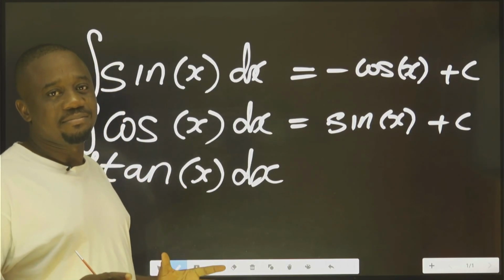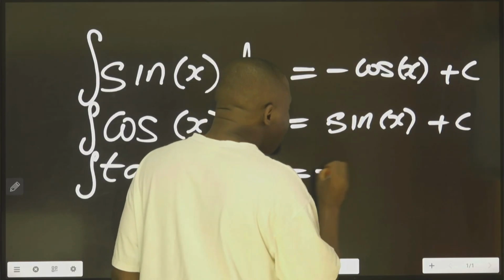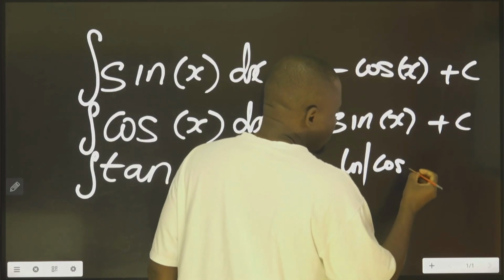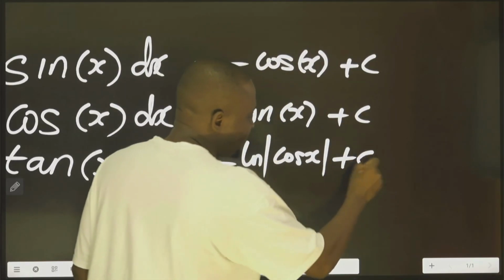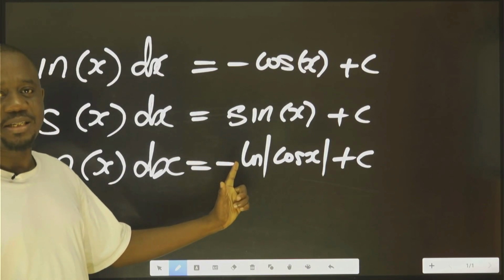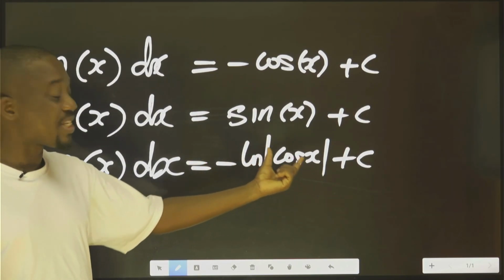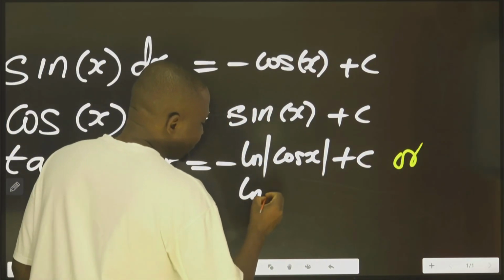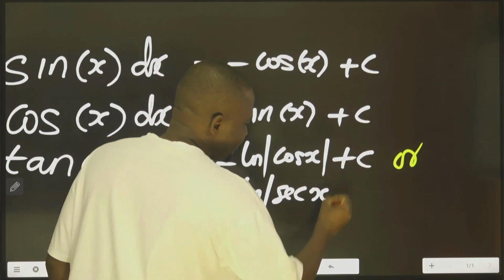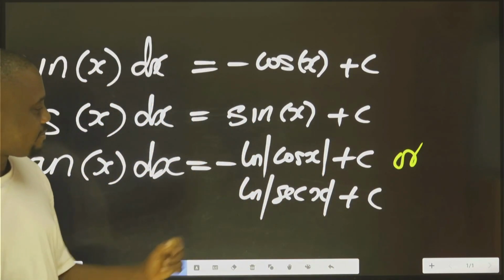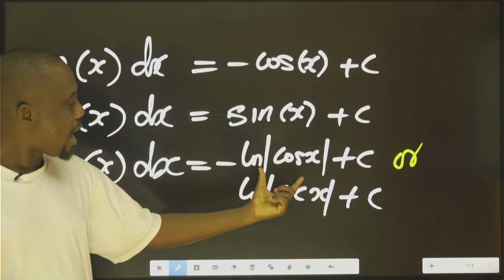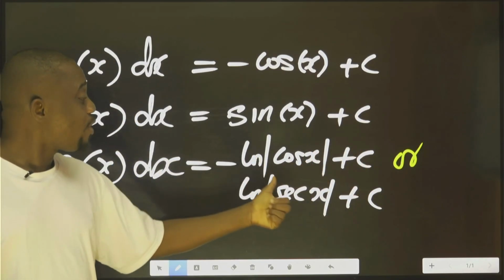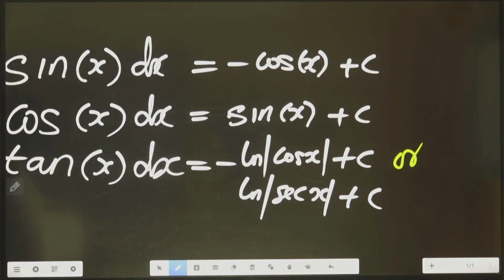For tan x, the integral is simply equal to minus ln of the absolute value of cos x plus c, where ln is the natural logarithm, or ln of sec x plus c. Either of these: minus ln absolute value of cos x plus c, or ln absolute value of sec x plus c, for tan x.